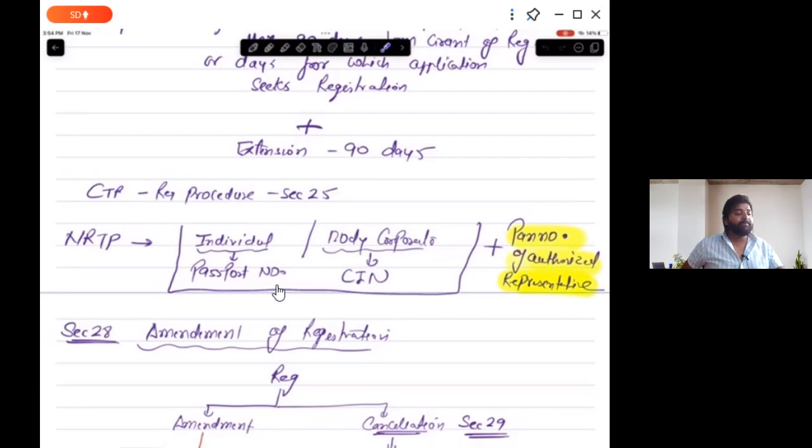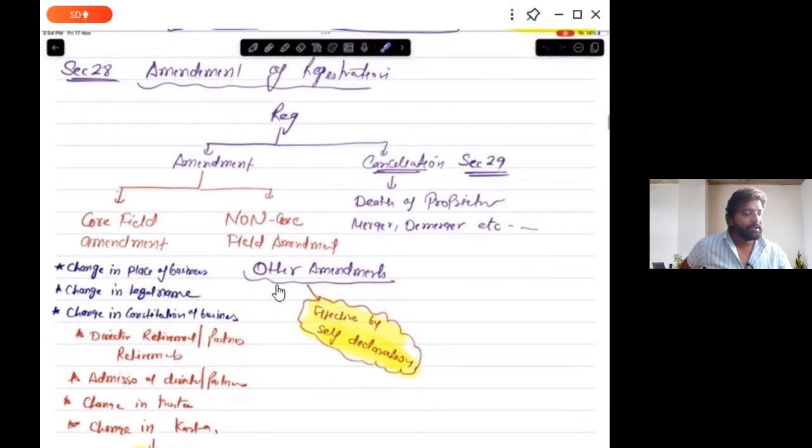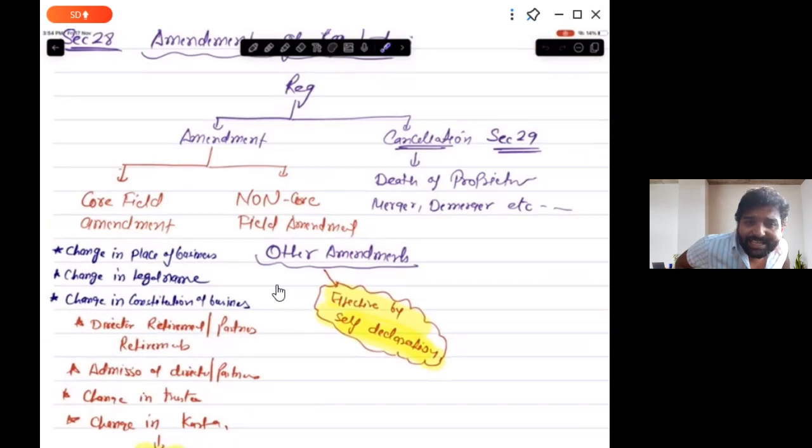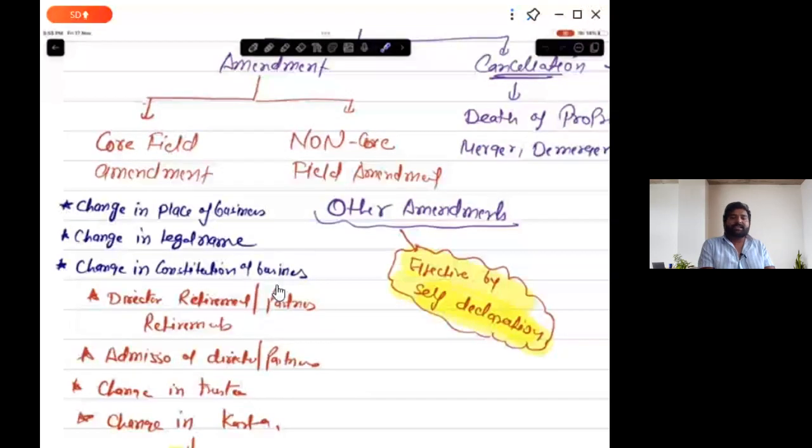Now we have another important section, section 28, that talks about amendment of registration. So if I need to amend my registration, then section 28 is applicable. And you know what 28 says? It says that if there is any amendment, these amendments may be of two different types. First one is amendment in core field, and second one is amendment in non-core field.